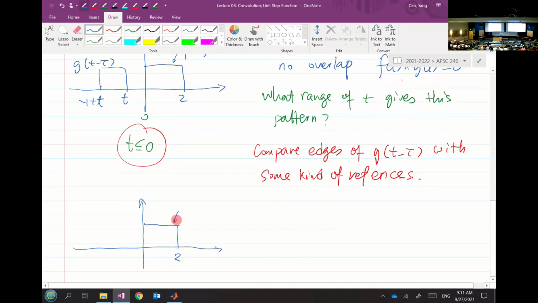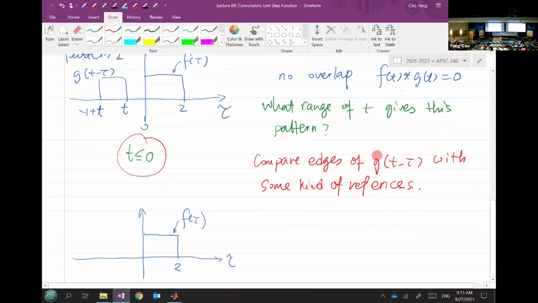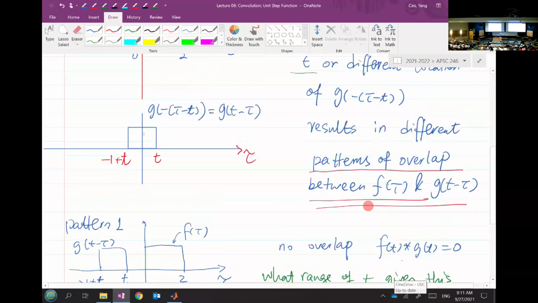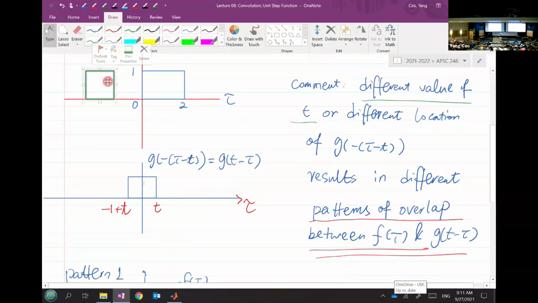Again, we're not changing f of tau. f of tau is always here. So what's changed here, right? Remember, what's changed here is this moving box g of t. Basically, it's moving to the right. How is it moving? Because you can change the t value.